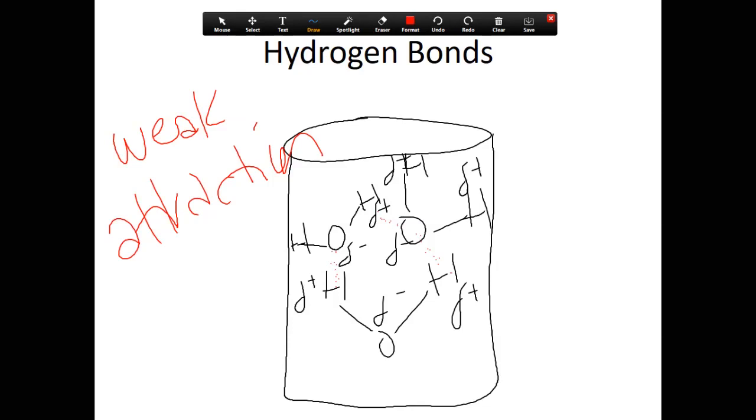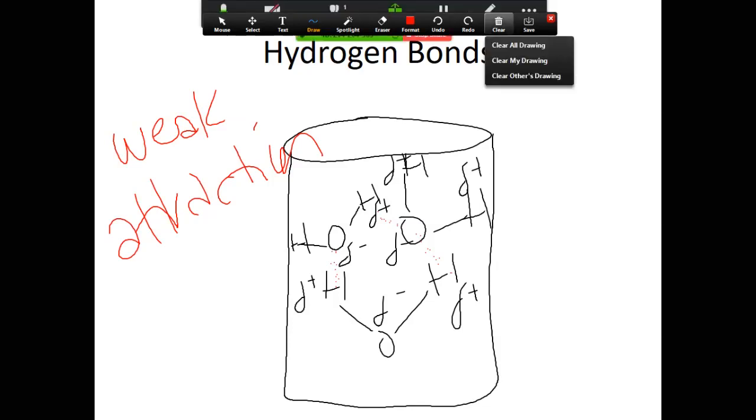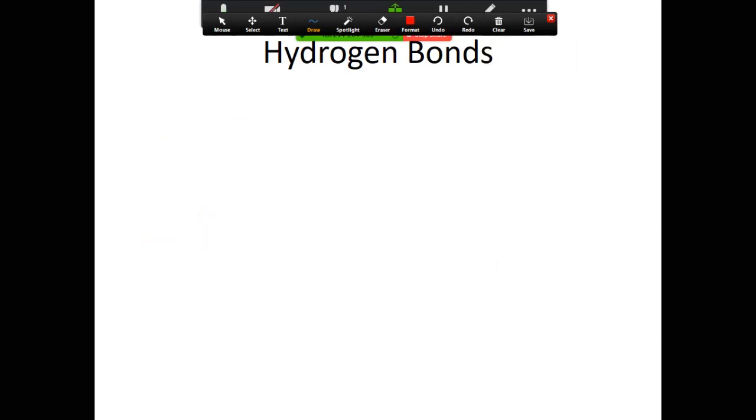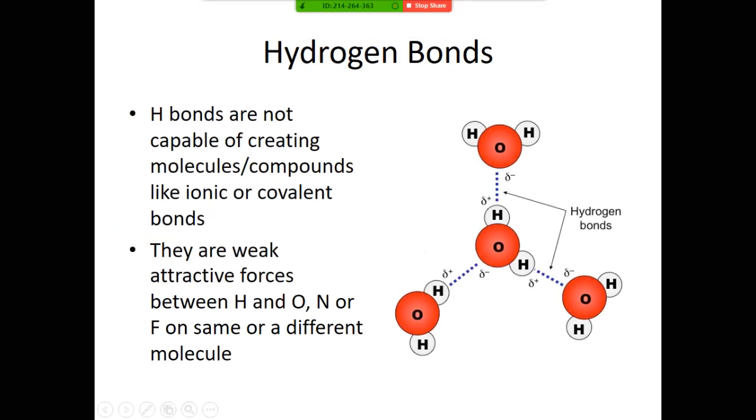It's a weak attraction between partial positive and negative charges. Very important property of water. So here you can see a much better illustration of the hydrogen bonds forming between water molecules.